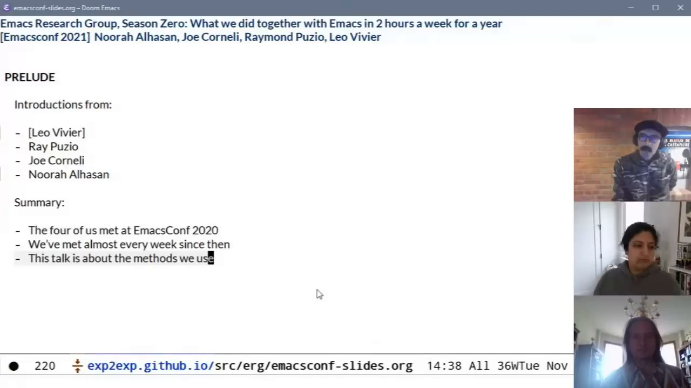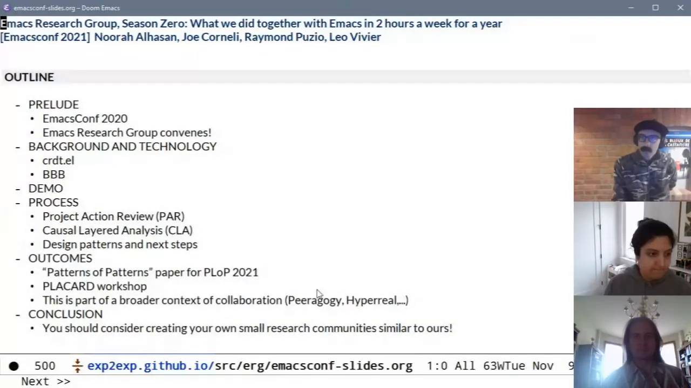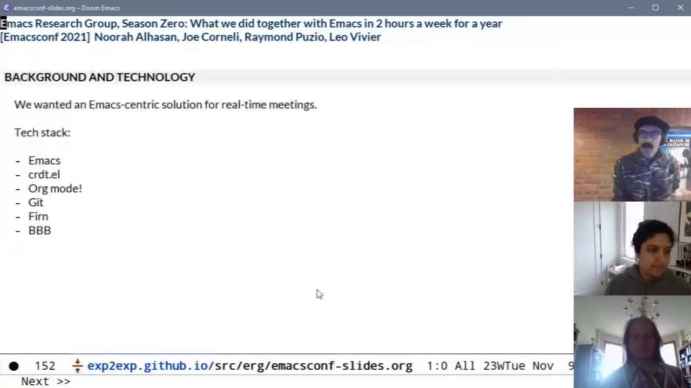You'll have noticed that we all have different research backgrounds, and we do think that transdisciplinarity is important for solving big problems. However, if you have people from different research backgrounds working together, they need some scaffolding, both in terms of tools and methods, to have good conversations. And of course, as Emacs users, we wanted to have Emacs at the center of that.